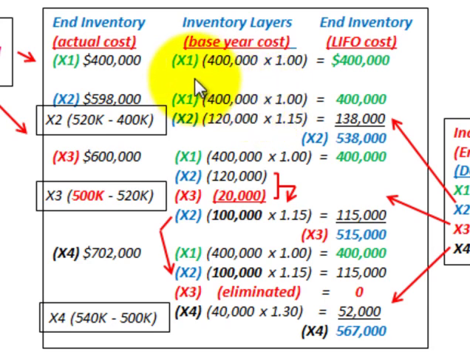So let's just go through this. For year X1, we had $400,000 worth of actual cost, and we converted it at the base year, which was 100%. So the LIFO cost is 400,000. That's simply the 400,000 value. So this is going to be our base year.